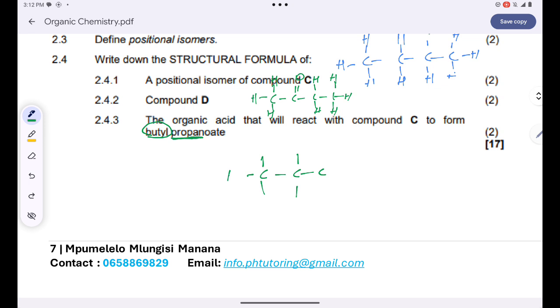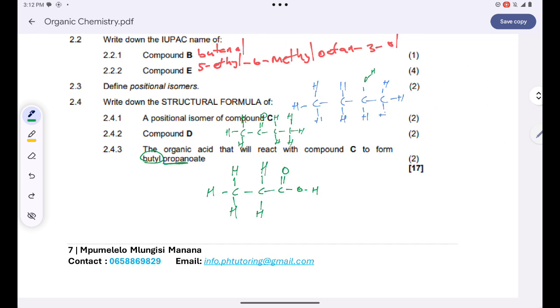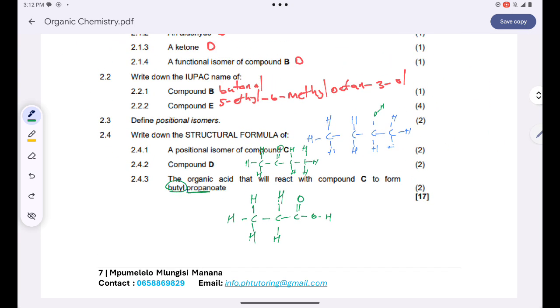So the structural formula of this organic acid is just propanoic acid. You will have your H's over there. That's propyl, that's propanoic acid. Are you together? We will use propanoic acid to form our ester.